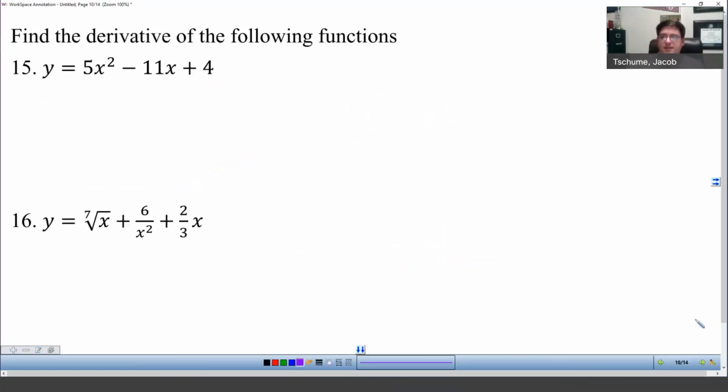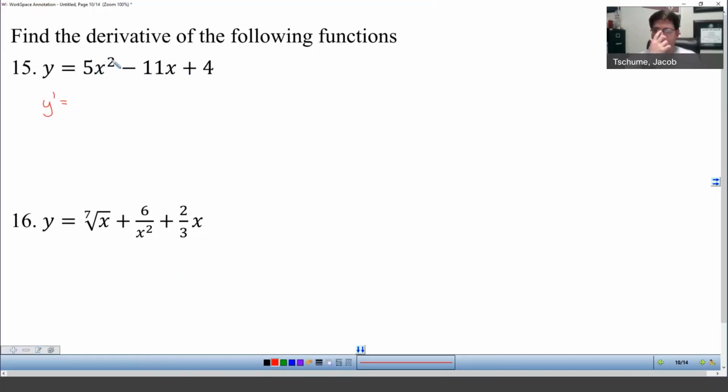All right, so here's a good example, or a couple examples. I want you to find the derivative of the following two functions. Number 15 overall. We've done a lot of problems because the shortcuts are saving us some time. Number 15 is y equals 5x squared minus 11x plus 4. So combining everything we've learned so far today, if you want to find the derivative of this function, they're all being added or subtracted, so you can do each one individually.